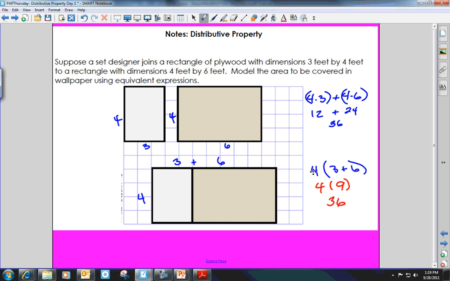So I could do 4 times 3 plus 4 times 6 and come up with the same answer as 4 times 3 plus 6. That is called the distributive property. I would distribute this 4 to be multiplied times the 3, like I did up here, and then times the 6, like I did up here, and keep the addition in between. I distributed that 4 to these other two numbers and the multiplication that goes with it.